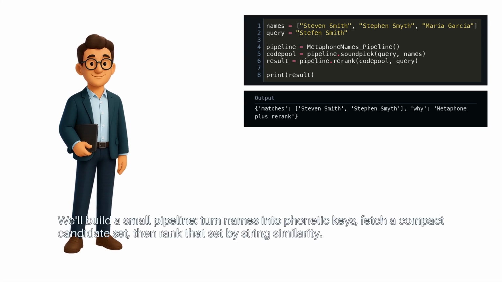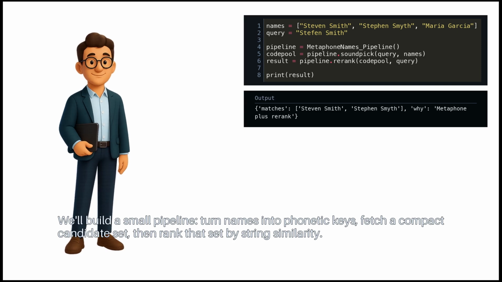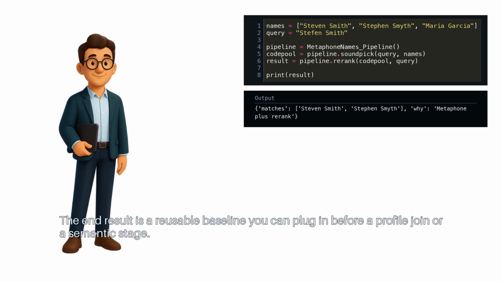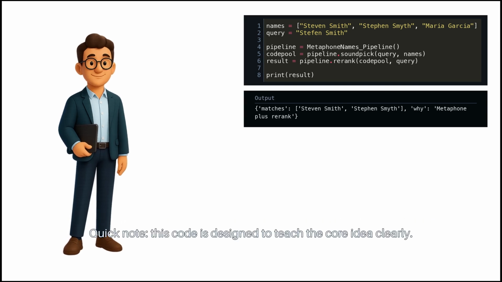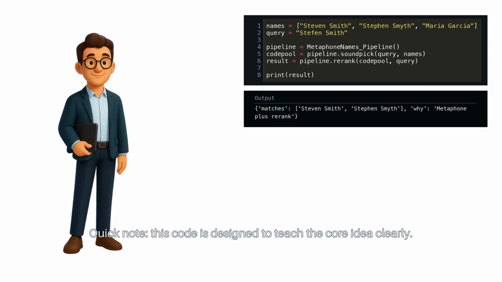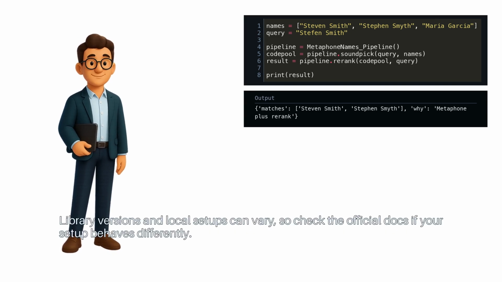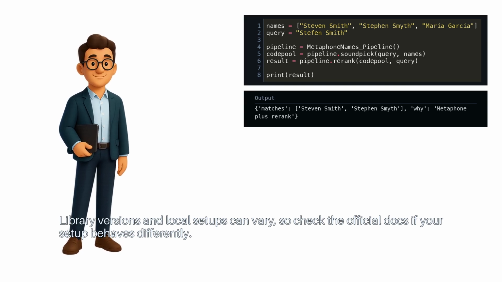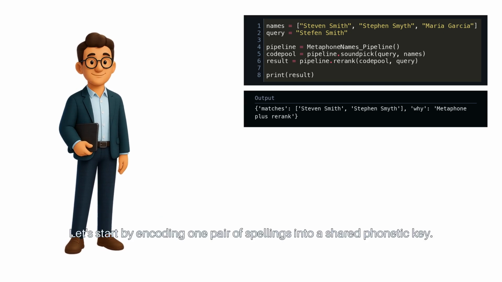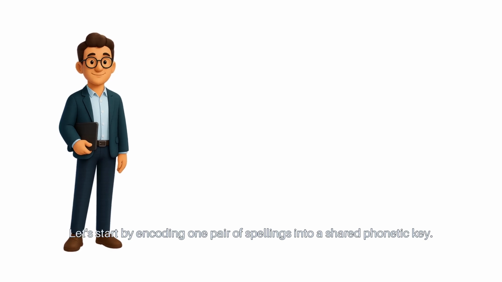We'll build a small pipeline, turn names into phonetic keys, fetch a compact candidate set, then rank that set by string similarity. The end result is a reusable baseline you can plug in before a profile join or a semantic stage. Quick note, this code is designed to teach the core idea clearly. Library versions and local setups can vary, so check the official docs if your setup behaves differently. Let's start by encoding one pair of spellings into a shared phonetic key.